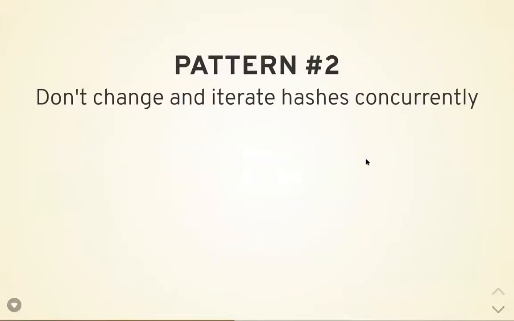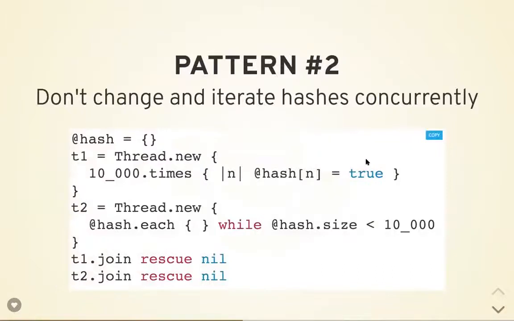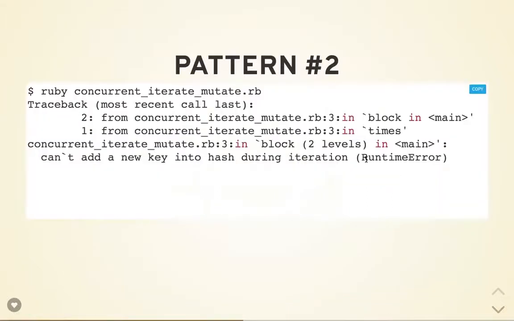So pattern number 2. Don't change and iterate hashes concurrently. So imagine that you're doing some work in one thread which you are saving in a Ruby hash map. You're adding things to a hash map, and then in another thread you have the same hash map and you're trying to read it. So this simple code tries to do that. One thread writes to the hash map, the other thread tries to read it, and what happens is it fails. You get this error: can't add a new key into hash during iteration. Actually, this error is a very good one, because this means that Ruby is actually protecting you.